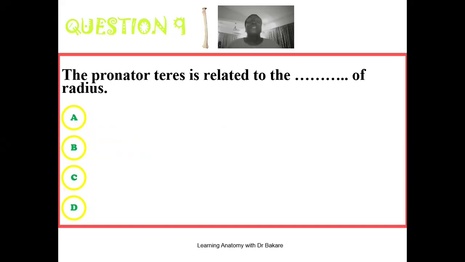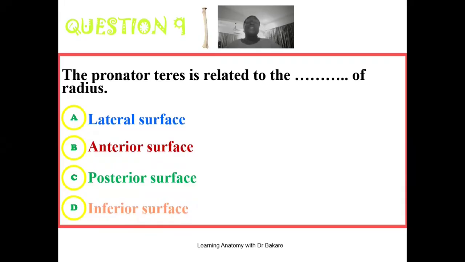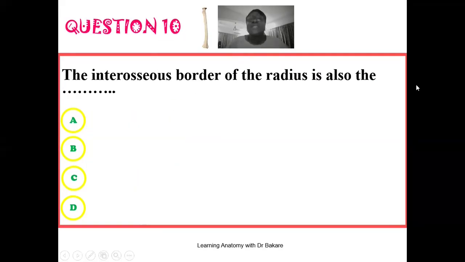Now let's go to the ninth question, and this reads that the pronator teres is related to the dash of the radius. Is it related to the lateral surface of the radius? Is it to the anterior surface? Is it to the posterior surface? Or is it to the inferior surface? The correct answer here, as it relates to the sites of attachment or insertion of the pronator teres, is the lateral surface.